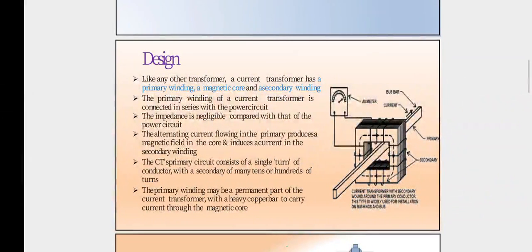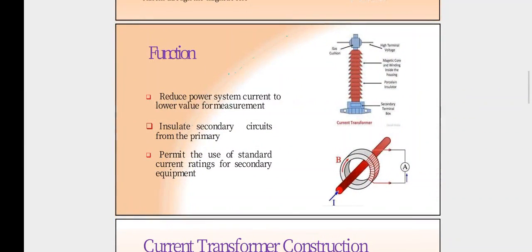On the right hand side you can see the design of the current transformer. So this is the function of the current transformer. It reduces the power system current to a lower value for measurement, isolates the secondary circuit from the primary, and permits the use of standard current ratings for secondary equipment.